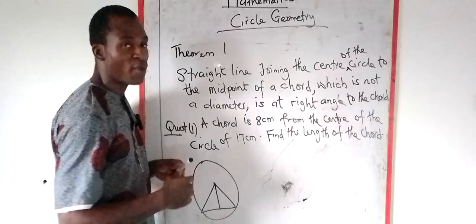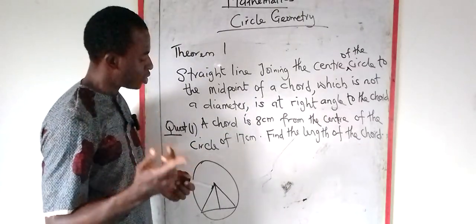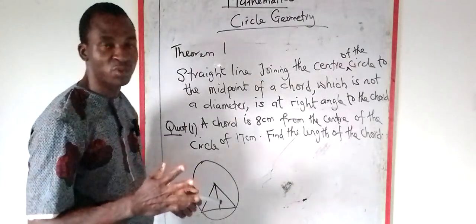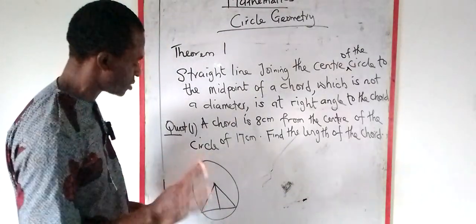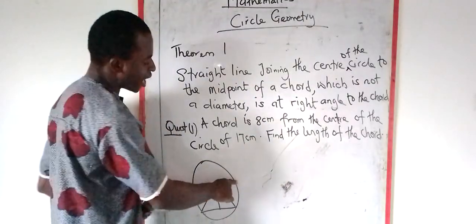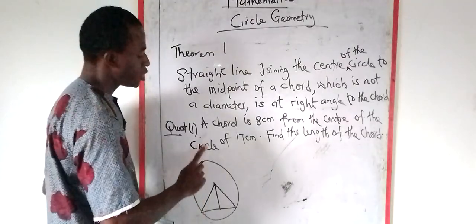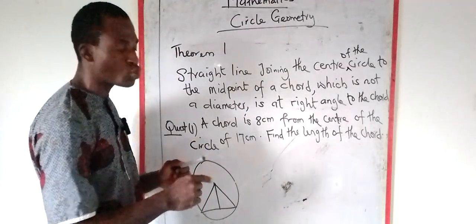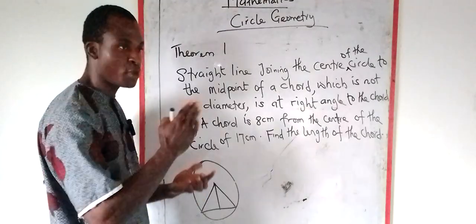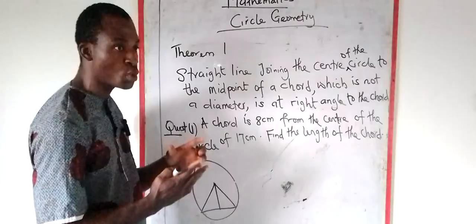Remember, I posted a video before saying that a diameter is also a chord. If you check my description of the circle, I've talked about that at length. A diameter is also a chord, because remember we said a chord is a straight line joining 2 points on the circumference, which divides the circle into a major segment and a minor segment. But in the case of a diameter, it divides it into 2 equal halves.